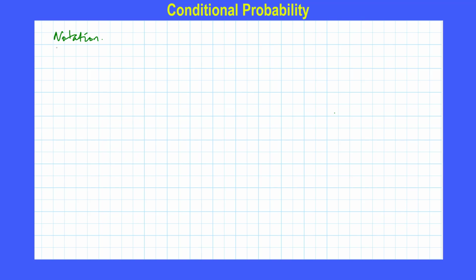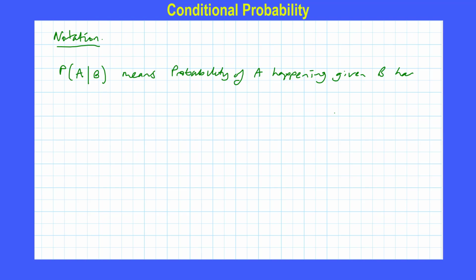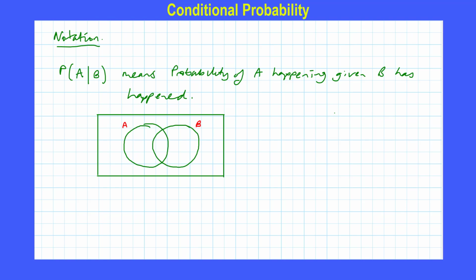So in this video we're going to be looking at conditional probability. So the first thing we look at is the notation. Now to use the notation for conditional probability, all we do is we draw a vertical line between two elements, and this says the probability that A happens given that B has happened. So we'd read that as the probability of A given B.